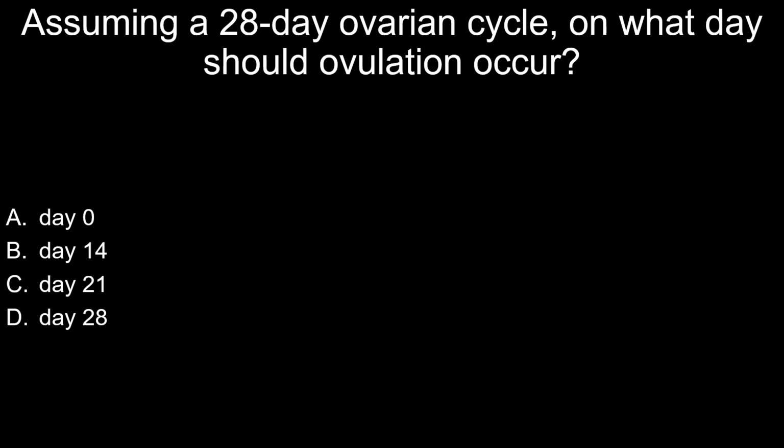Assuming a 28-day ovarian cycle, on what day should ovulation occur? What day should ovulation occur? It's day 14. Remember, day 14 tends to be the ovulation, regardless of which the post-ovulation phase tends to be 14 days. So if this was a 30-day cycle, then ovulation would take place on day 16.